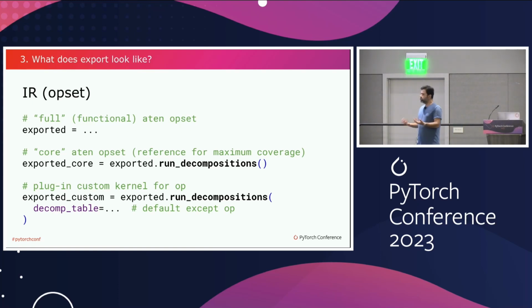And you can also use this to plug in your own specialized operator implementations. Say you have special hardware to do convolutions. Well, you can tell the API to avoid decomposition of that operator, and then you can replace it with yours.